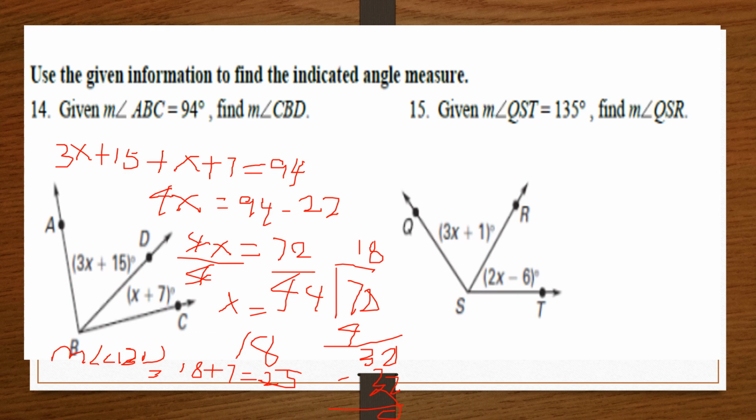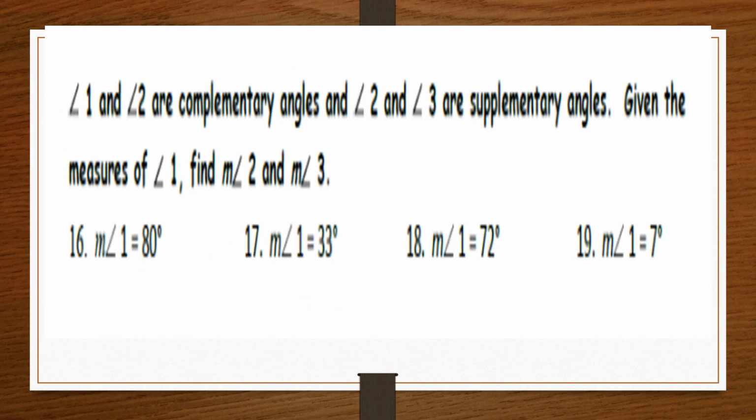The same principle we're also using here, but you have to find the measure of angle QSR. What I've done here is just the same thing you're going to do here. In this given, we have QST, which is 135, and then we add. I hope you get it.